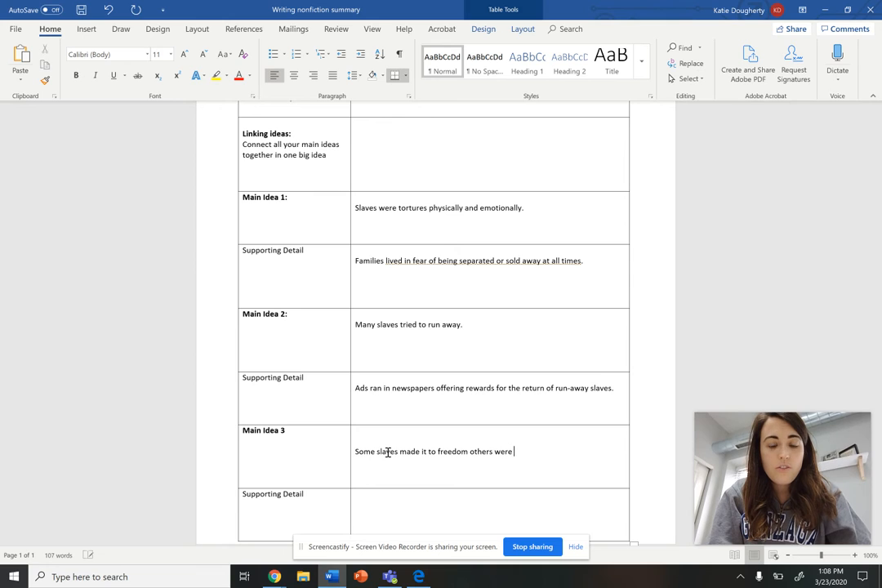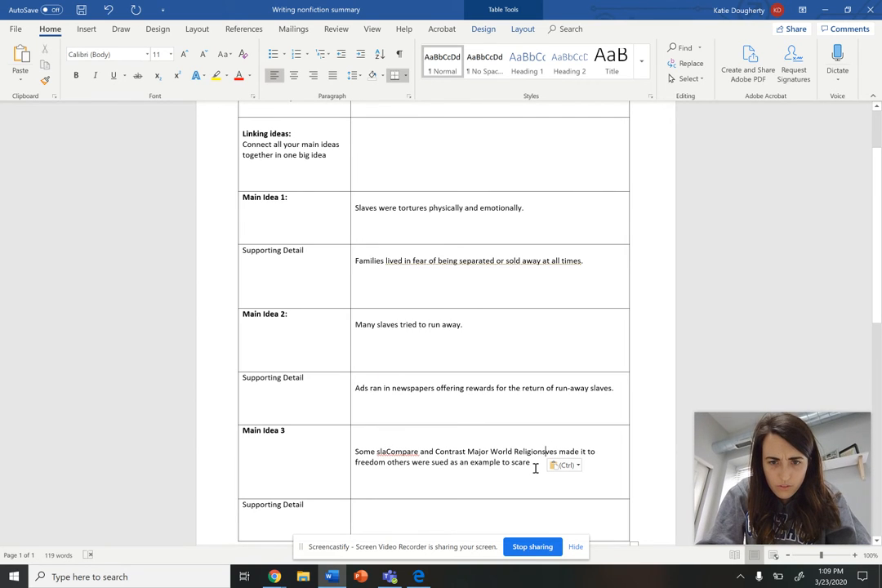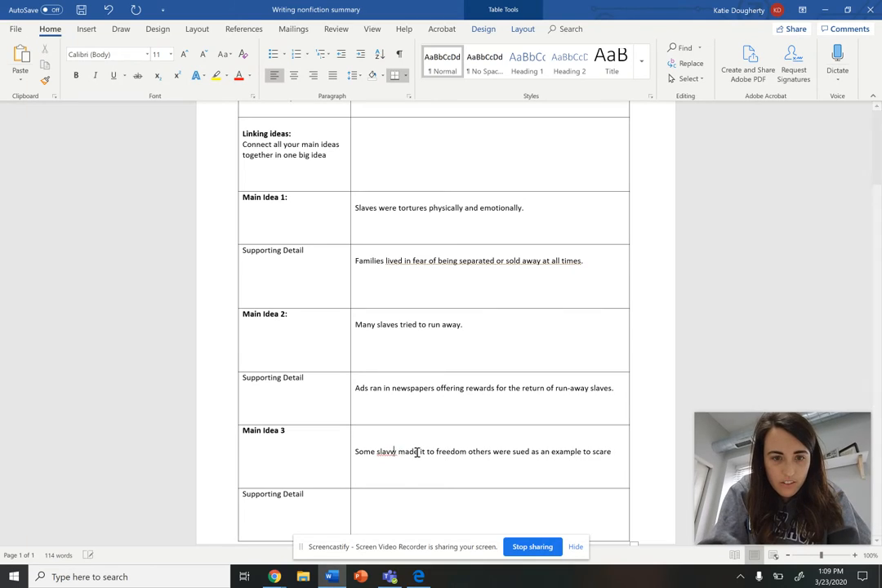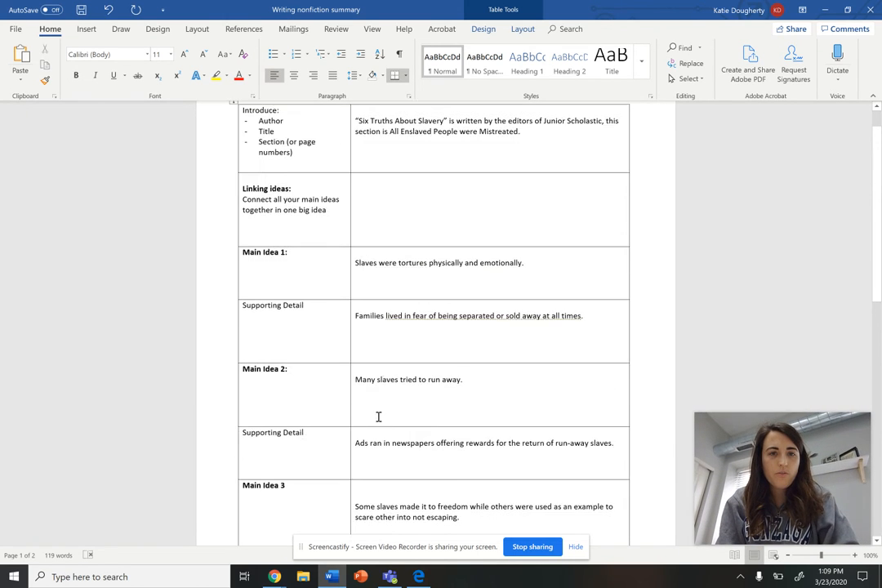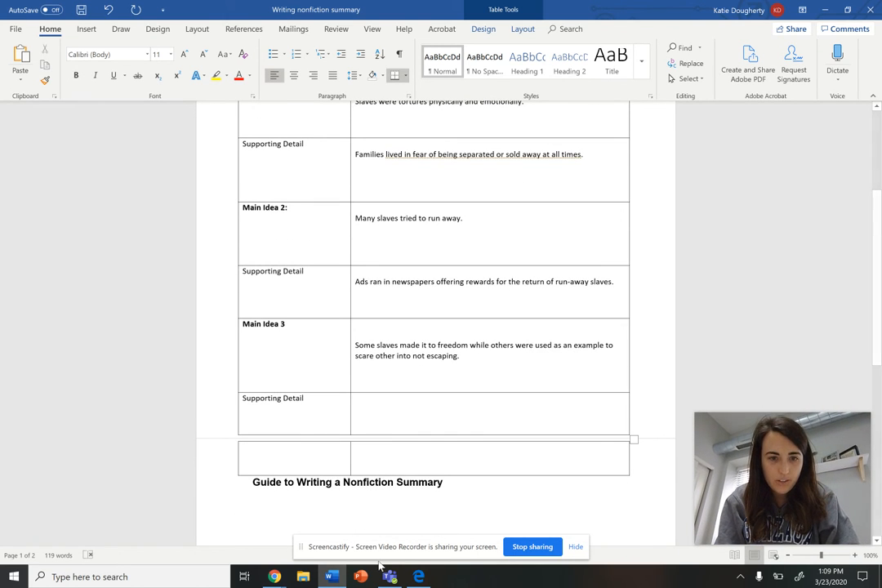Others were used as an example to scare. Oops. Not me to do that. Some slaves made it to freedom, while others were used as an example to scare others into not escaping. Okay, now I'm just looking for one supporting detail.